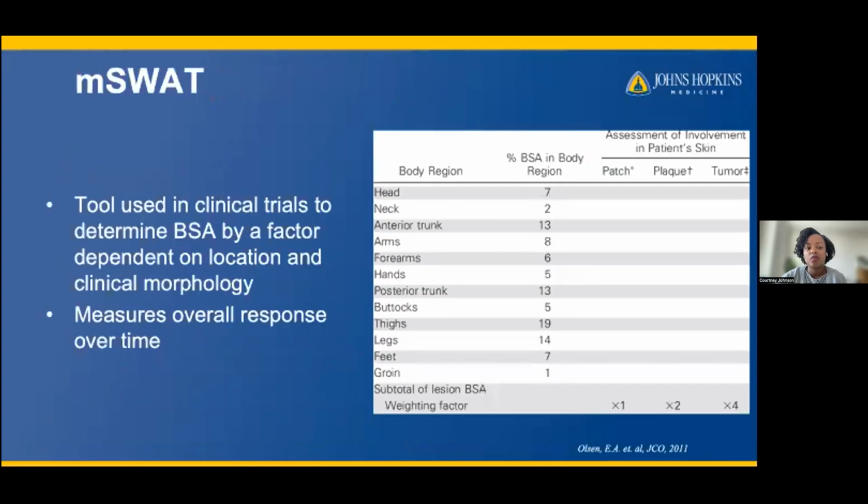So the SWAT I mentioned before is a tool that's used in clinical trials to determine the body surface area by a factor that's really dependent on the location and clinical morphology. So when we use the body surface area alone, it may not always reflect the severity of Mycosis fungoides. So for instance, a patient who has a few tumors may have a more inferior prognosis as compared to a patient with patches and plaques that take up a similar body surface area. So this tool is really great, especially to incorporate in your initial visit, because it can help to monitor the response of a patient over time.